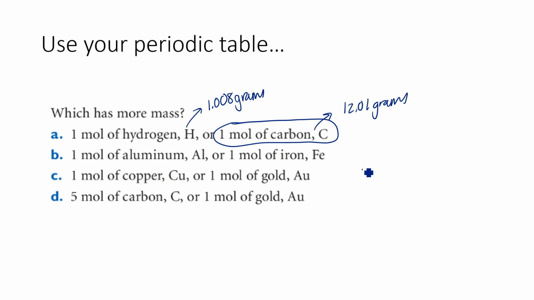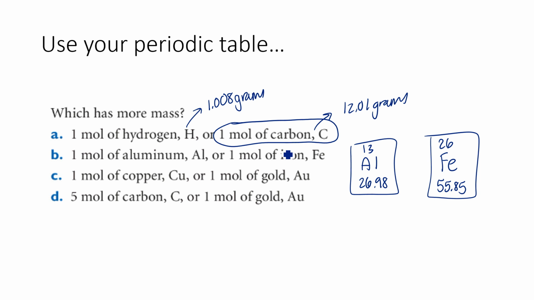If you look up aluminum, here's what aluminum looks like on the periodic table. It's got an atomic number 13. Its molar mass is 26.98. Iron looks like this. Iron is element 26. It's got a molar mass of 55.85. So 1 mole of iron is going to weigh more. Okay, it's going to have a higher molar mass.